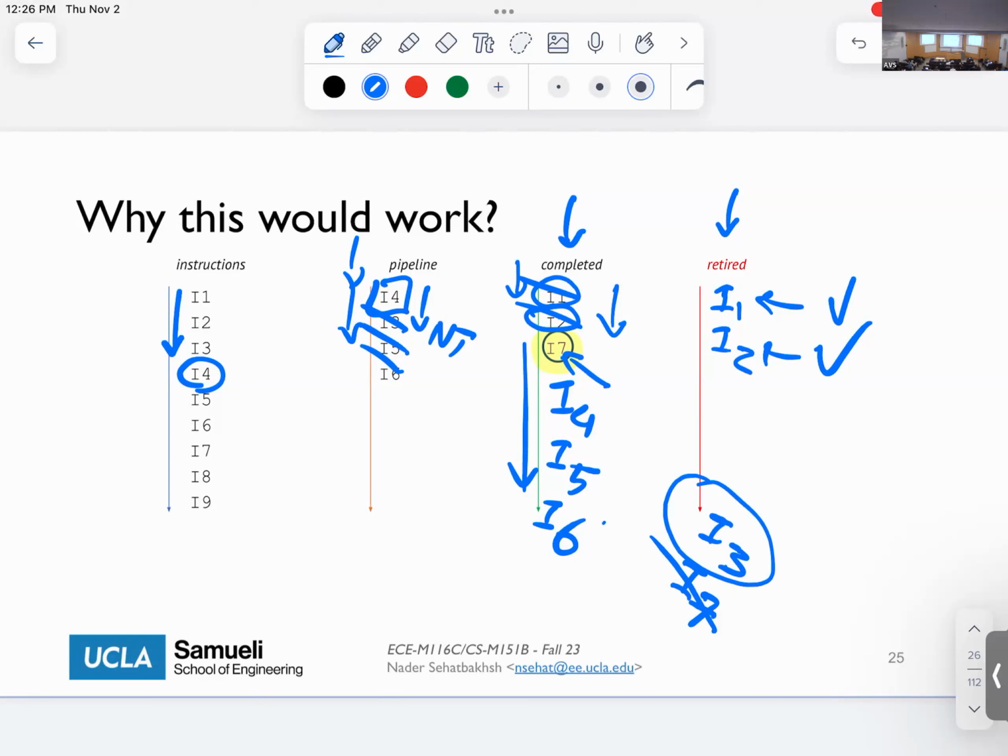So the question is, why are we not predicting taken, right? This is just a hypothetical example. For example, you can predict taken and then realize that you made a mistake. I mean, branch predictors are not 100% accurate, right?